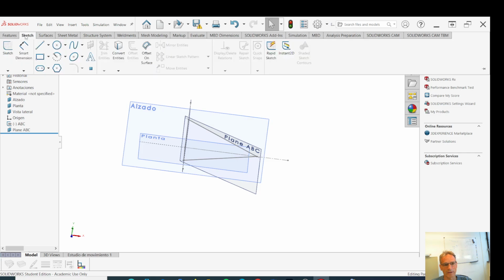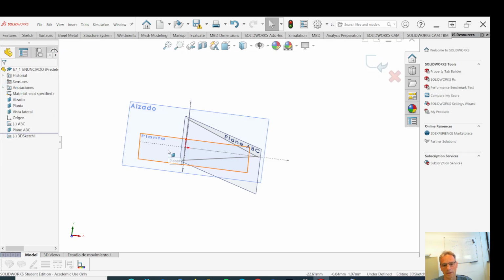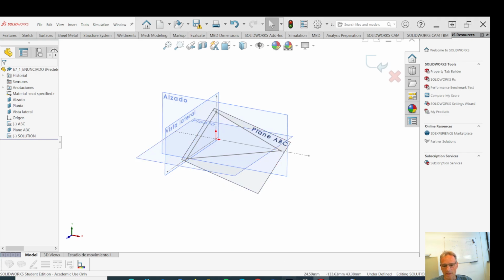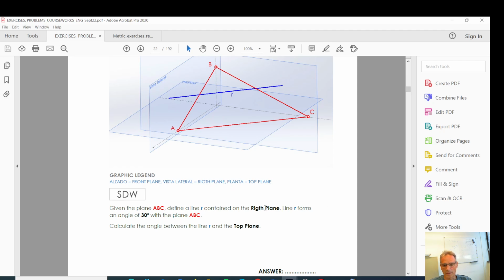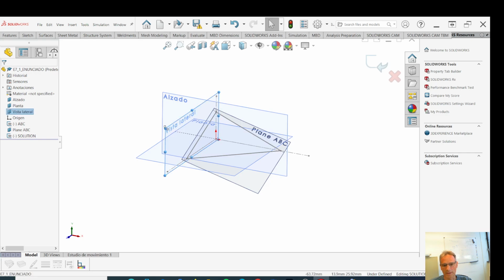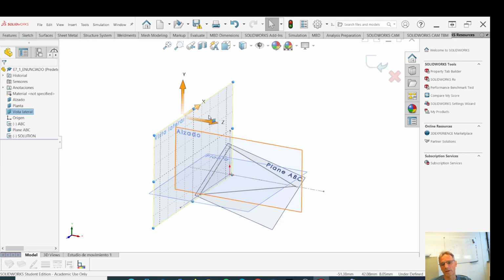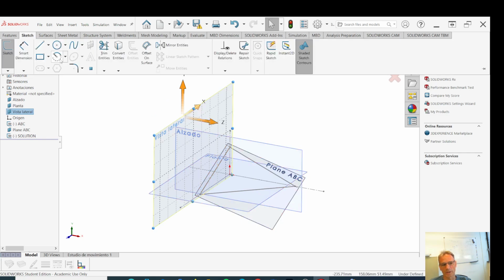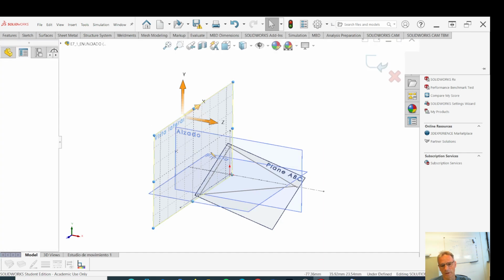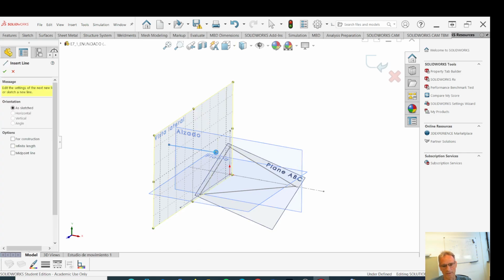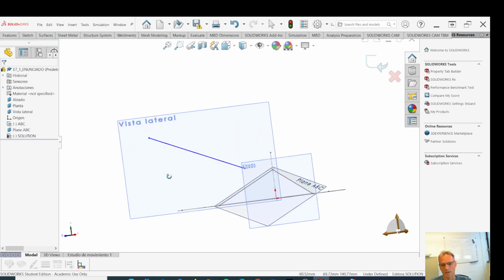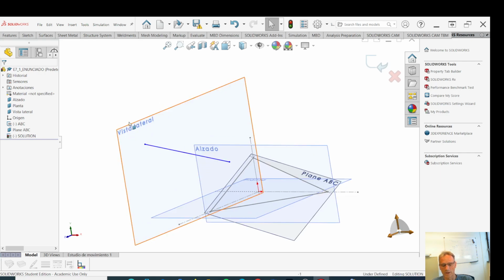Okay, so then I define a 3D sketch and I call it here the solution. And then it says in the statement that the line R is located on the right plane, which is this one, the right plane, or vista lateral. So pay attention that if you double click on that plane, we edit it, and now everything that I model will be on that plane. So for example, if I plot here a line, that line will always be on that plane. Then I click outside twice, and then I'm outside. So you see my line is here on the right plane of vista lateral.